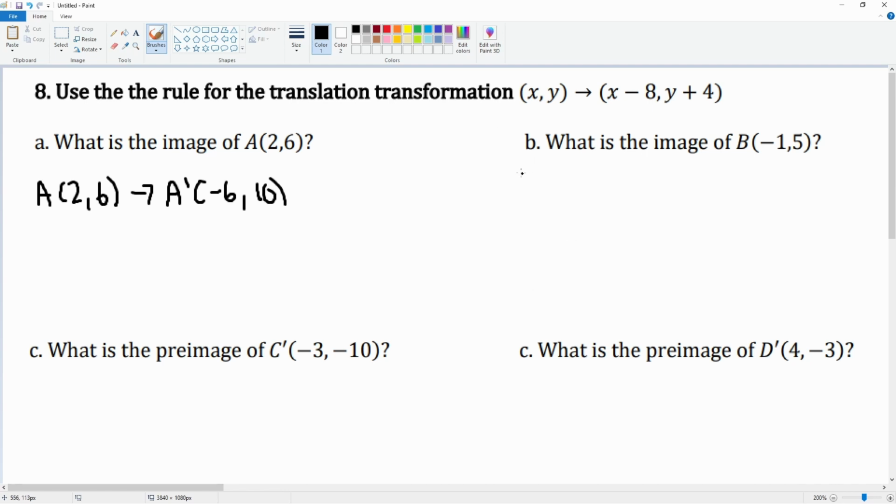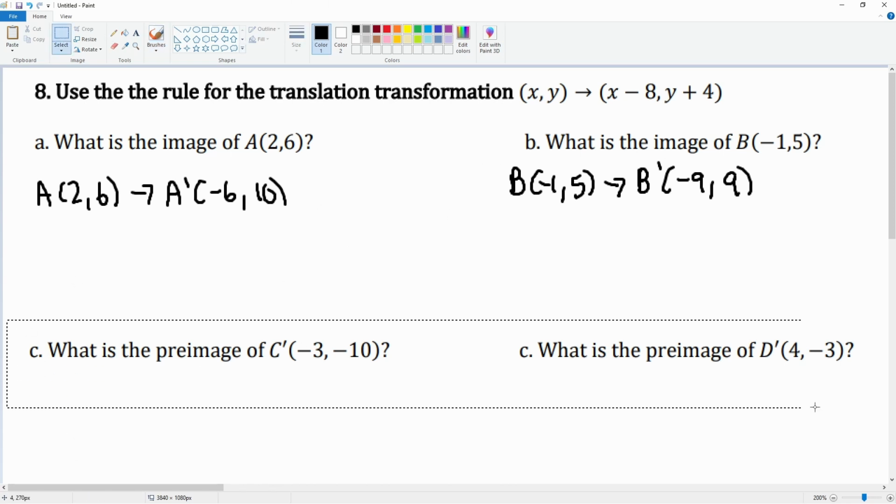Let's look at B here. We have the pre-image of B as negative 1 comma 5. It's going to undergo a translation to produce B prime. The negative 1 is going to be added to the negative 8. This becomes negative 9. The 5 is going to add 4. This is going to be a 9. So that's the prime points.